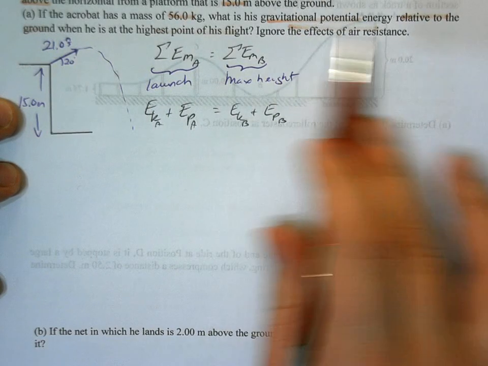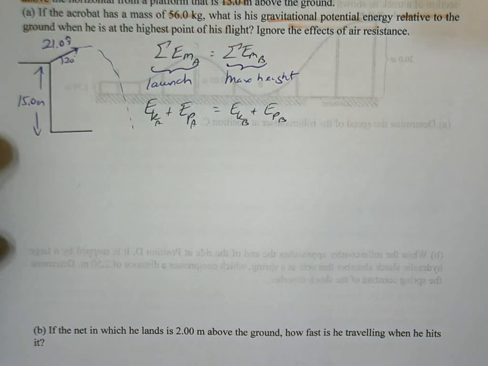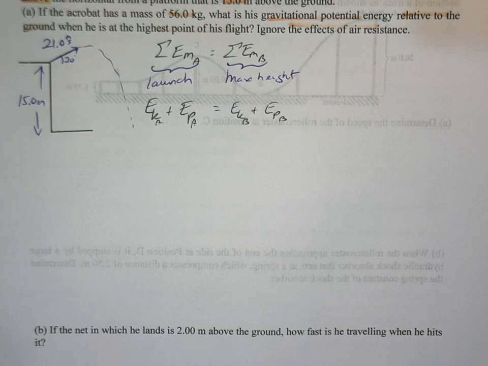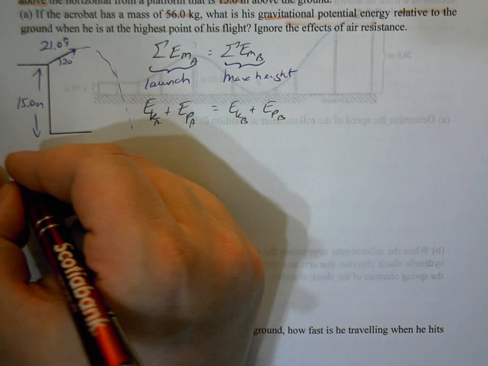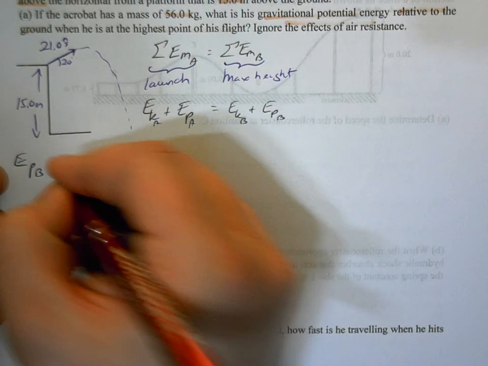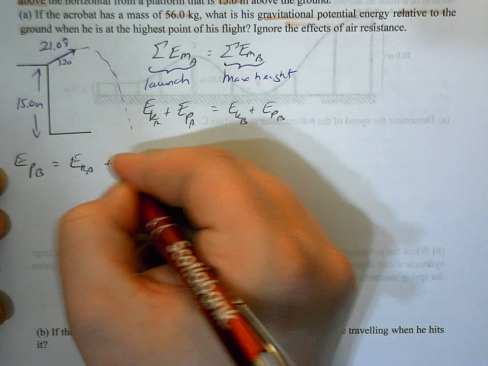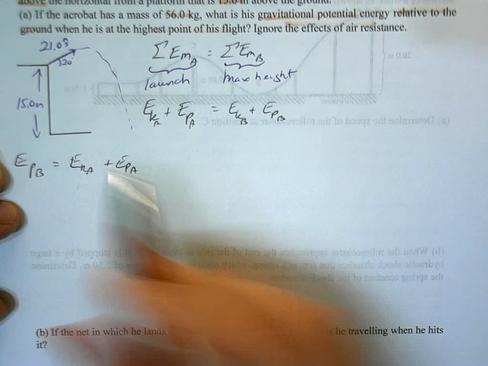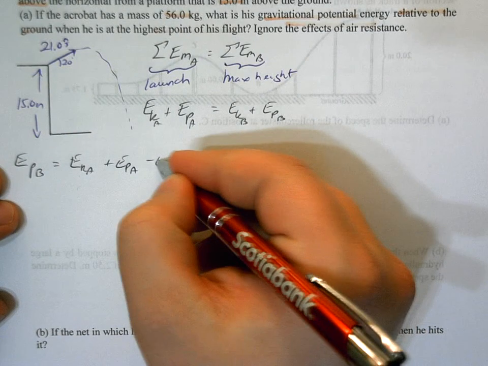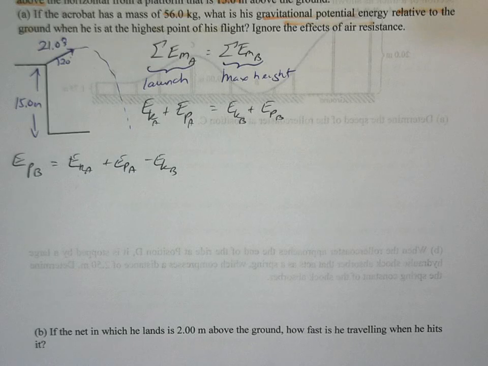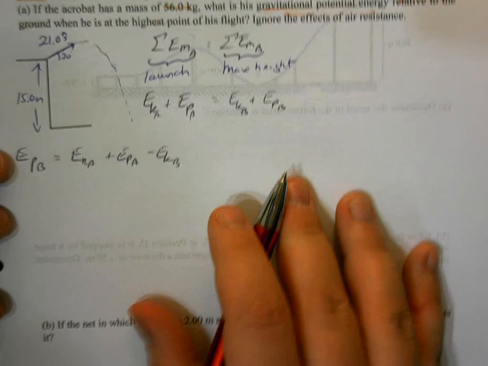Now, we are told we have to find it relative to the ground, so we have to take our measurements relative to the bottom here. That is just how it's going to work. We can't change the reference point if the question says to do it this way. So we know that the potential energy at the maximum height is going to be the kinetic plus the potential at the launch point, and then we have to subtract off this contribution of the kinetic energy at the maximum height. So these things we know.